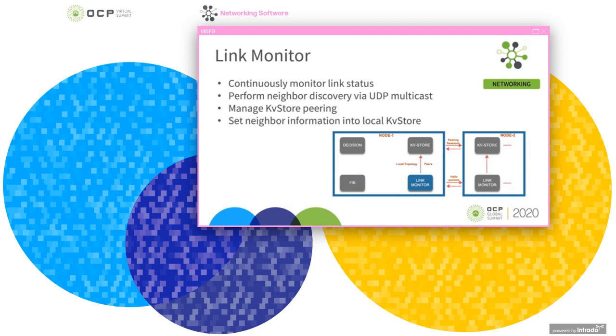It also inputs the local topology information into the KV store. So link monitor, in short, monitors all the links, searches for the neighbors over those links, accumulates the neighbor information, manages the KV store peering, and sets this local information in the KV store.